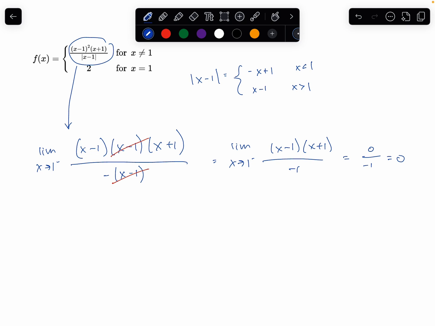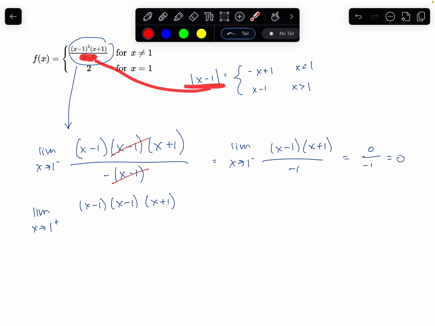Now let's verify that the limit from the right side is the same. So the limit as x approaches positive 1. So I have x minus 1, I have x minus 1, I have x plus 1. But now we're going to interpret this graph from the right side, which means I have to take this absolute value of x minus 1 from the right side, which would just be x minus 1.